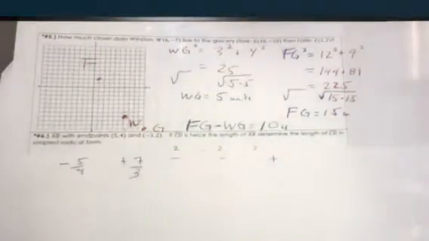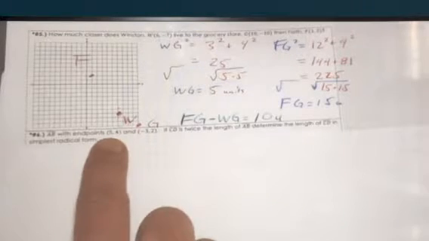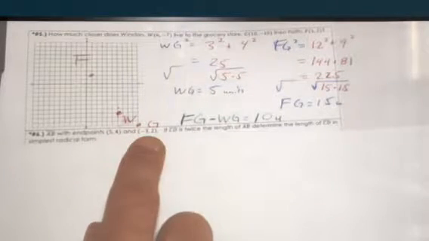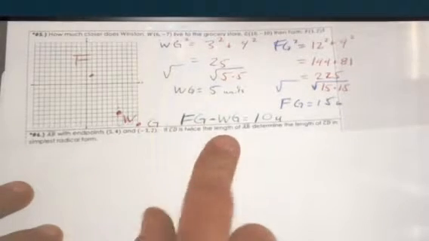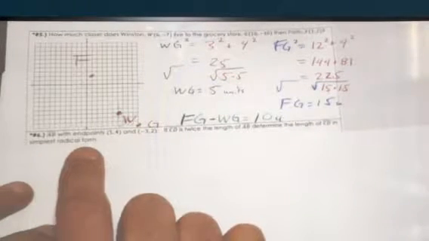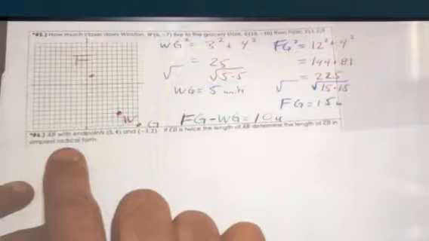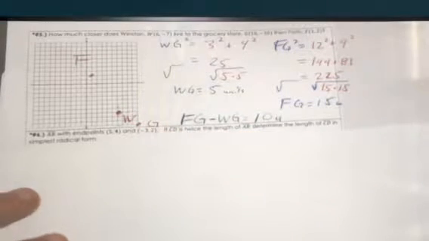Okay, question 6. We have AB with endpoints 5, 4 and negative 3, 2. So you know that we're going to sketch that. Then if CD is twice the length of AB, determine CD in simplest radical form. That means simplifying the radical as much as you can. But before we find CD, we're going to need to know what AB is. So now we sketch AB.